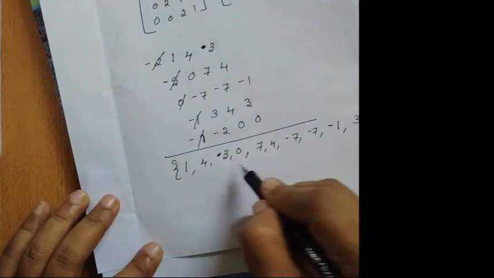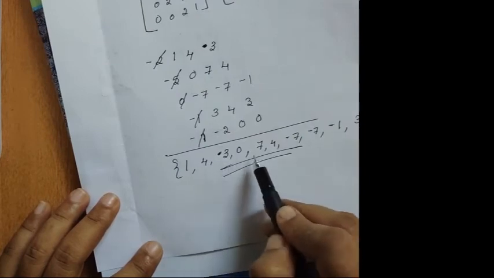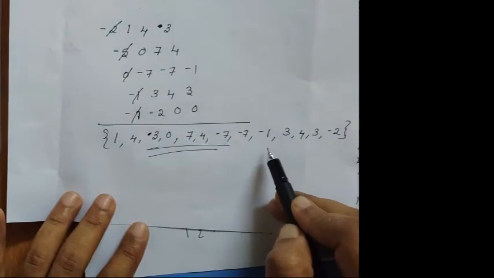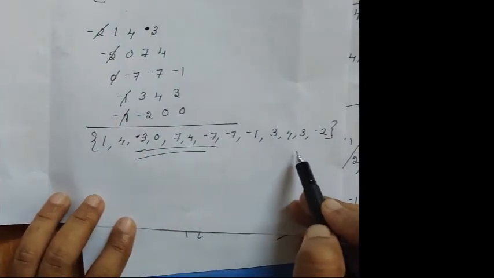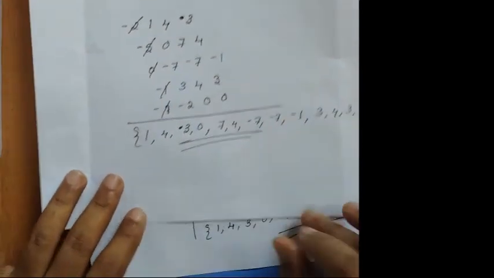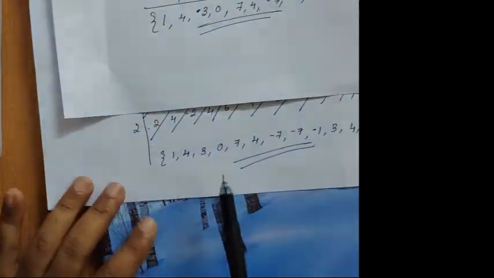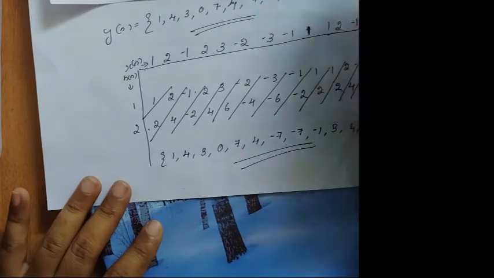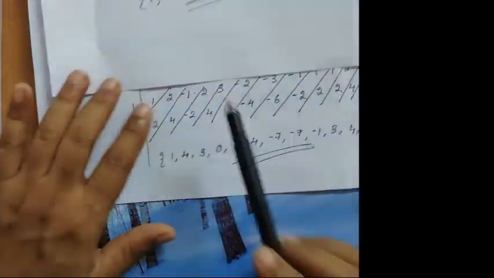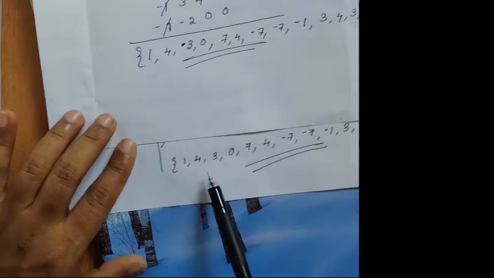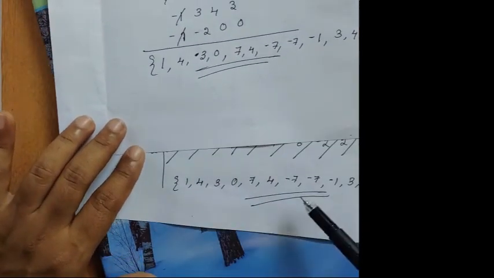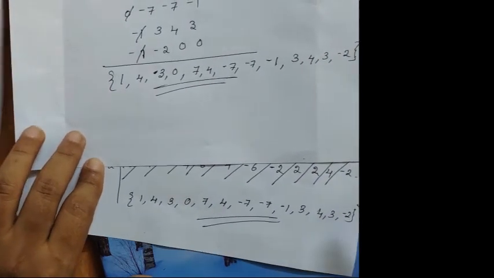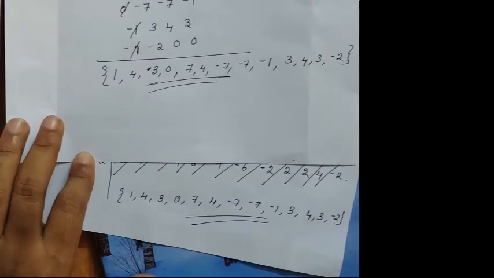So you will get the final answer as 1, 4, 3, 0, 7, 4, minus 7, minus 7, minus 1, 3, 4, 3, minus 2. That is also the same as what you got in the previous section when you did the overlap add method, or when you did your linear convolution method. You got the same answer. See, 1, 4, 3, 0, 7, 4, minus 7, minus 7, minus 1, 3, 4, 3, minus 2.